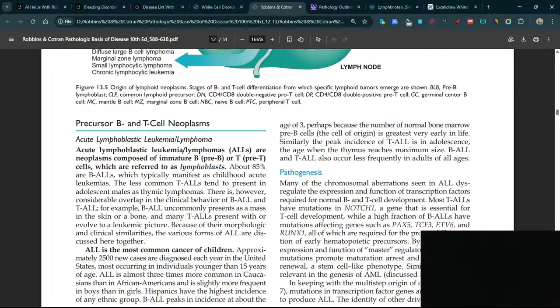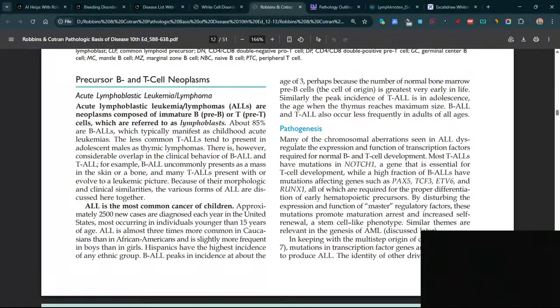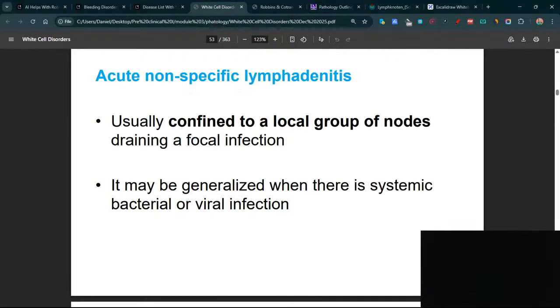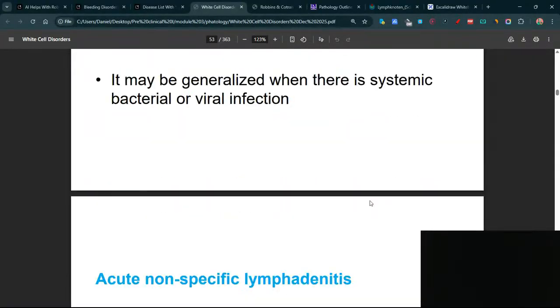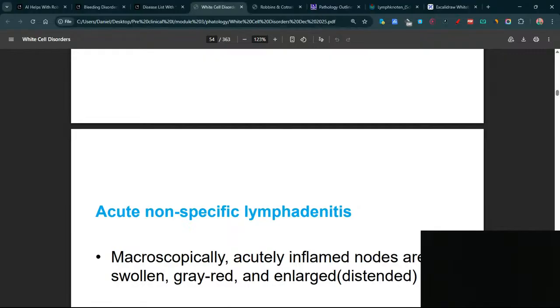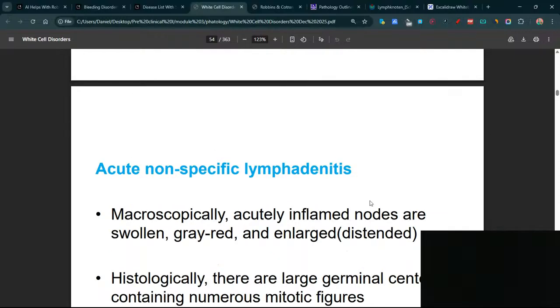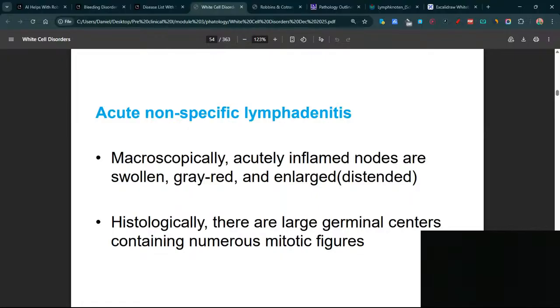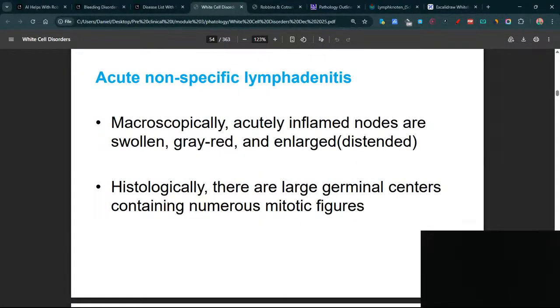Precursor B cell lymphoma. So confined local group of nodes draining a focal infection; it may be generalized when there is systemic bacterial or viral infection. Earlier we saw that EBV virus can create proto-oncogenes. Acute non-specific lymphadenitis: microscopically, acutely inflamed nodes are swollen, gray-red and enlarged. Histologically they have large germinal centers containing numerous mitotic figures.